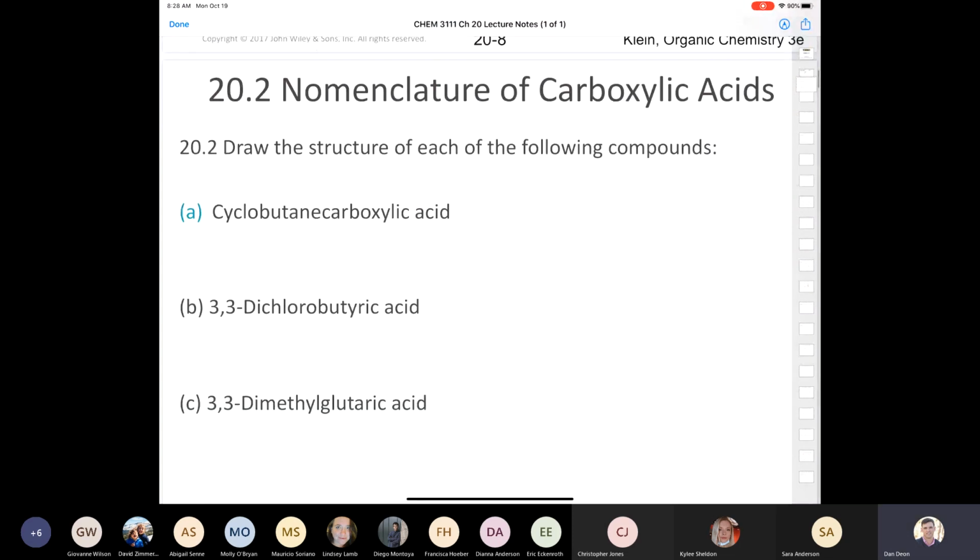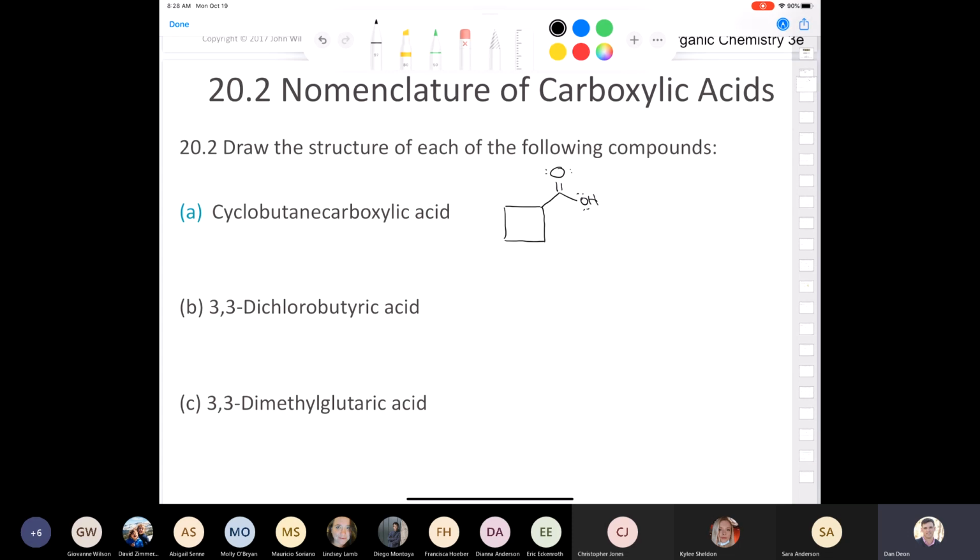It says here to draw the structure of each of the following compounds. First, we have cyclobutane carboxylic acid. So what are we going to do first? We're going to draw a cyclobutane. That's the parent of the molecule, and then we'll put a carboxyl group on that. So we have cyclobutane carboxylic acid, like that.